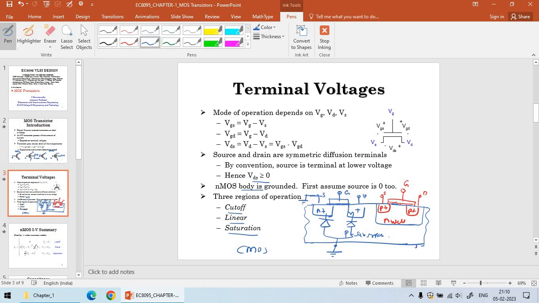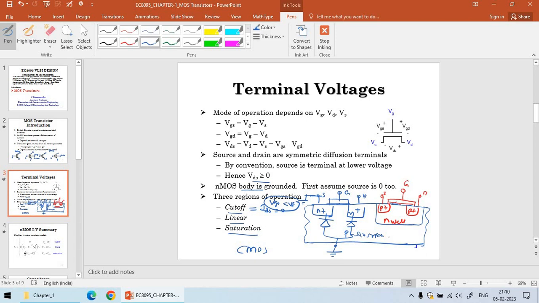Right? Okay. You have three regions of operation: cutoff region, linear region, and saturation. So in cutoff region, my IDS will be equal to 0. Why? Because my VGS is less than VT. Less than VT in the sense it could be negative. So the device will be in off state.